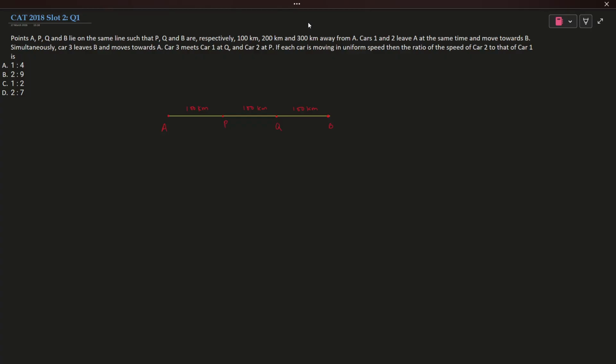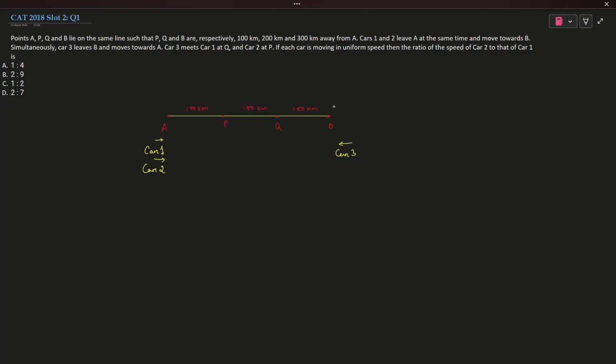Now we are told that cars 1 and 2 leave A at the same time and move towards B simultaneously, and at the same time car 3 leaves B and moves towards A. So we have car 1 and car 2. Both the cars are starting from A and moving towards B, and at the same time car 3 starts from B and moves towards A.